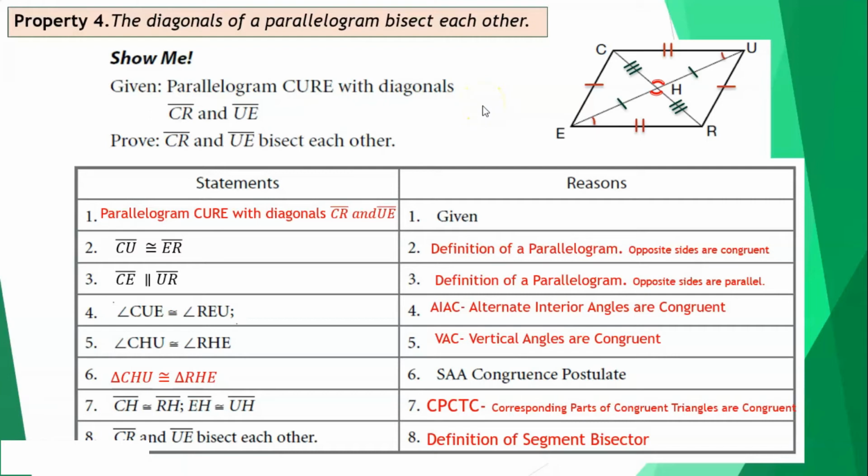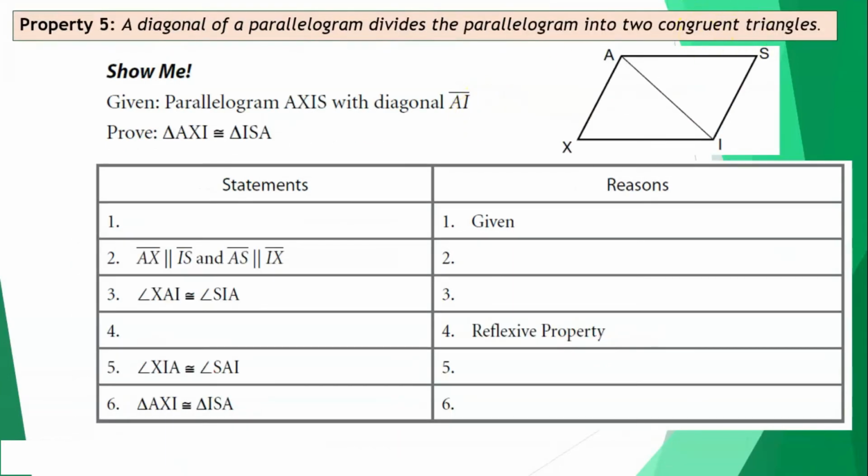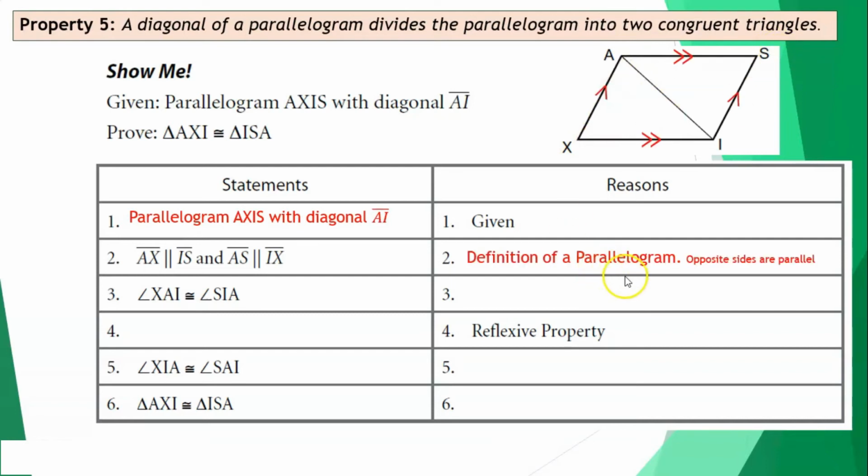Okay, for the last property of a parallelogram, we have parallelogram AXIS with diagonal AI. Prove that triangles AXI and ISA are congruent. So take note, we have a given: parallelogram AXIS with diagonal AI. Take note of your clue here: AX is parallel to IS. Take note that opposite sides of a parallelogram are congruent.